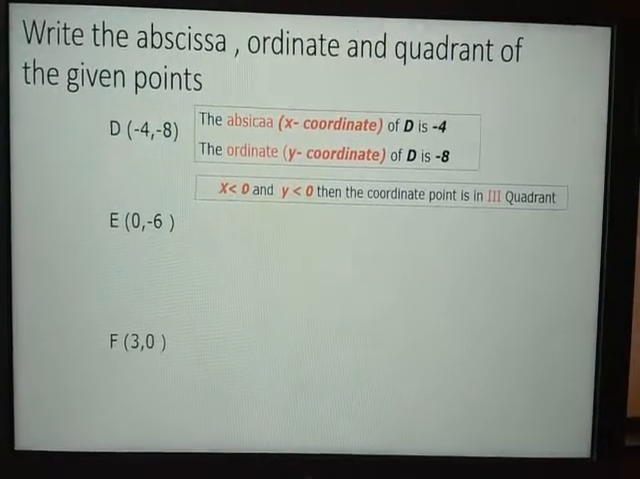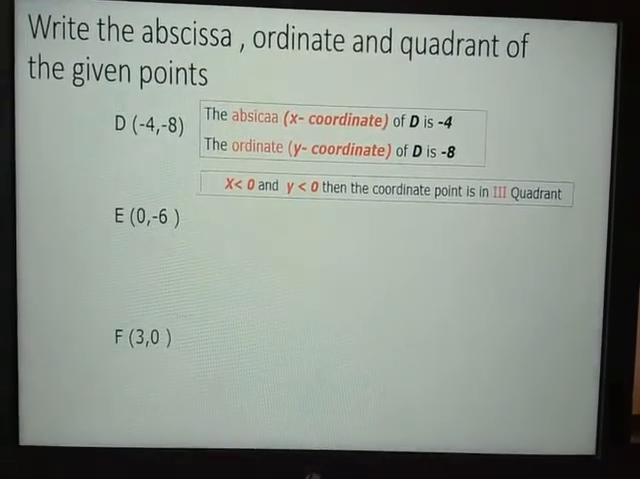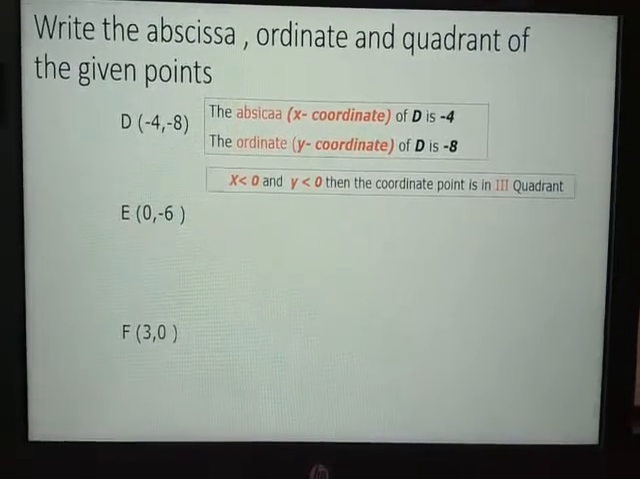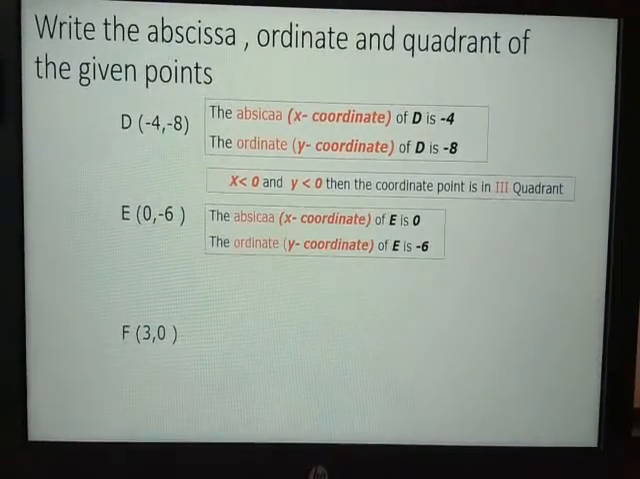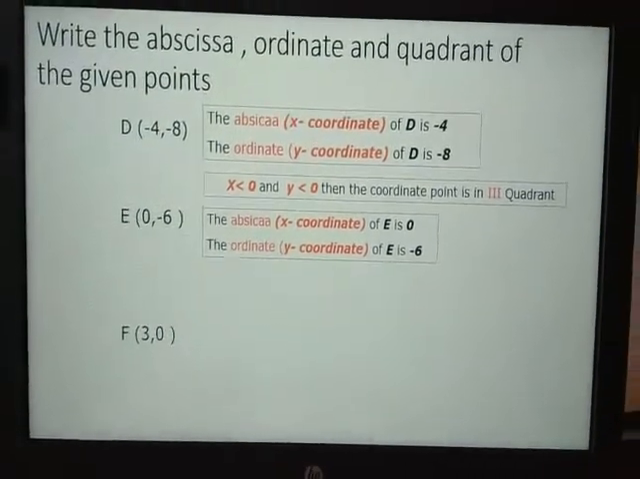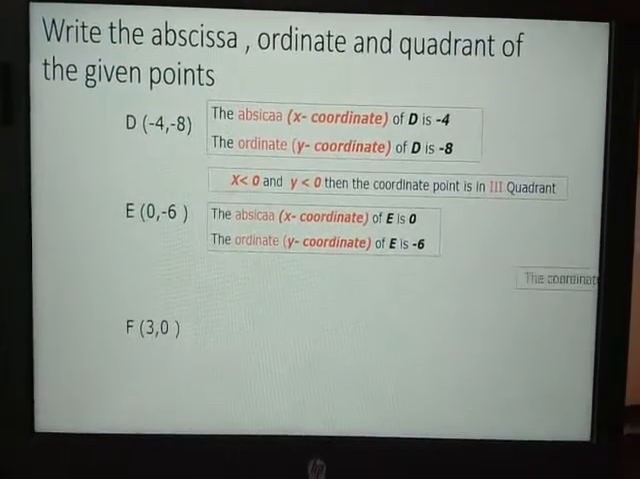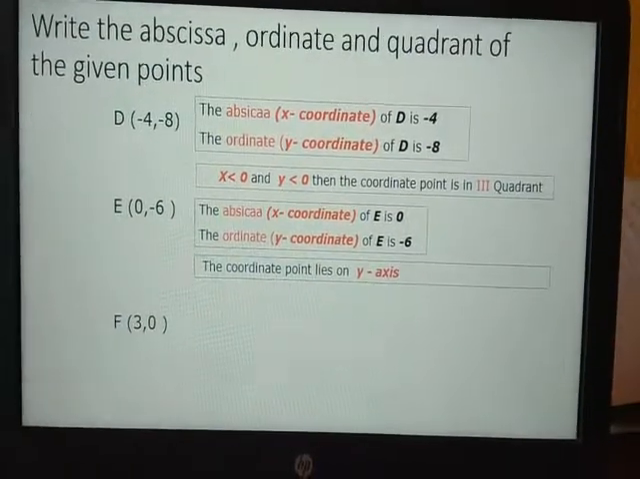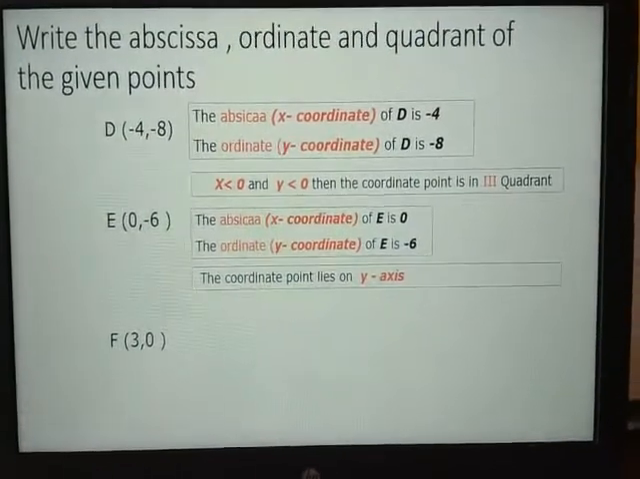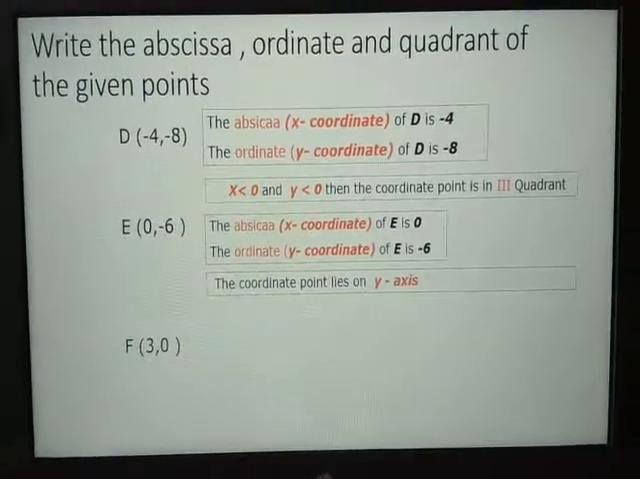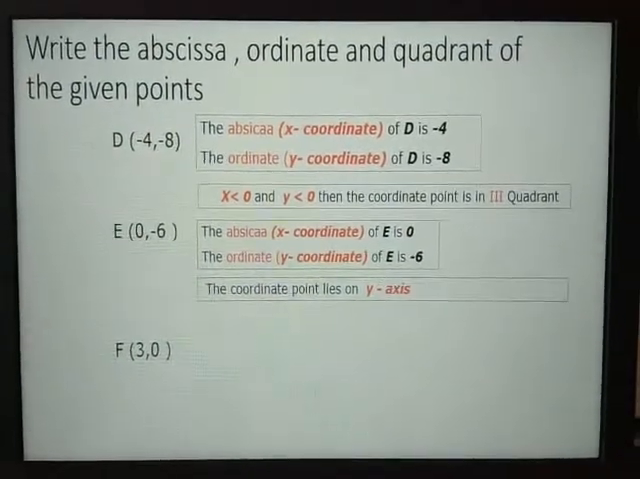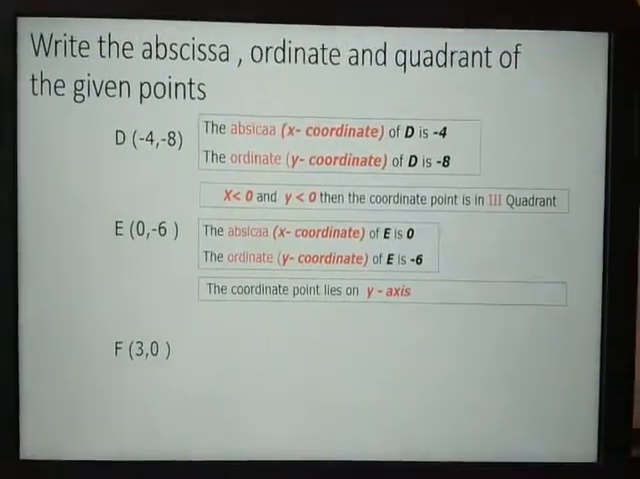Next, the given point is (0, -6). Here the abscissa is 0 and the ordinate value is -6. Here x is 0. X is 0 means the point lies on the y-axis. It does not belong to any quadrant. It lies on the y-axis. If x is 0, if the abscissa is 0, then the point lies on the y-axis.